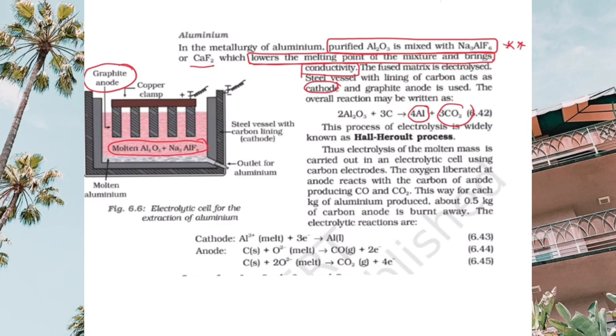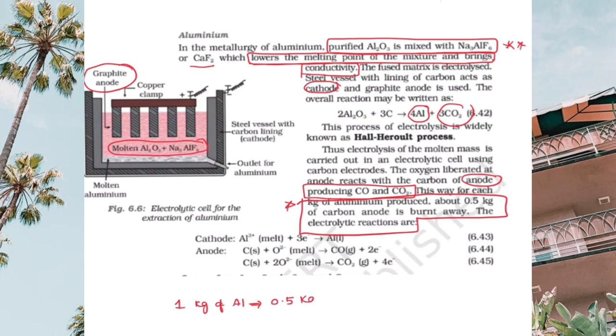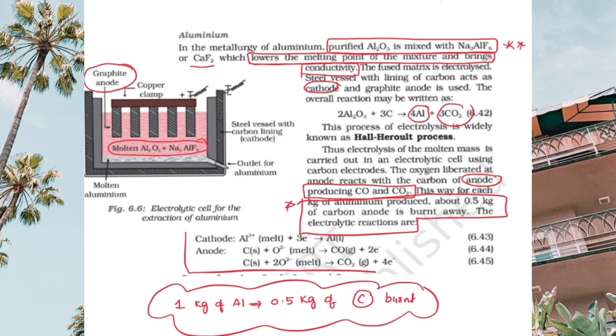One important point: carbon at the anode produces both CO and CO2. And one important point from NCERT: for each kg of aluminium, during electrolysis, 0.5 kilogram of carbon is burnt. Carbon is consumed. So the anode and cathode reactions are important. At the anode, first we are getting carbon monoxide, second we are getting carbon dioxide.